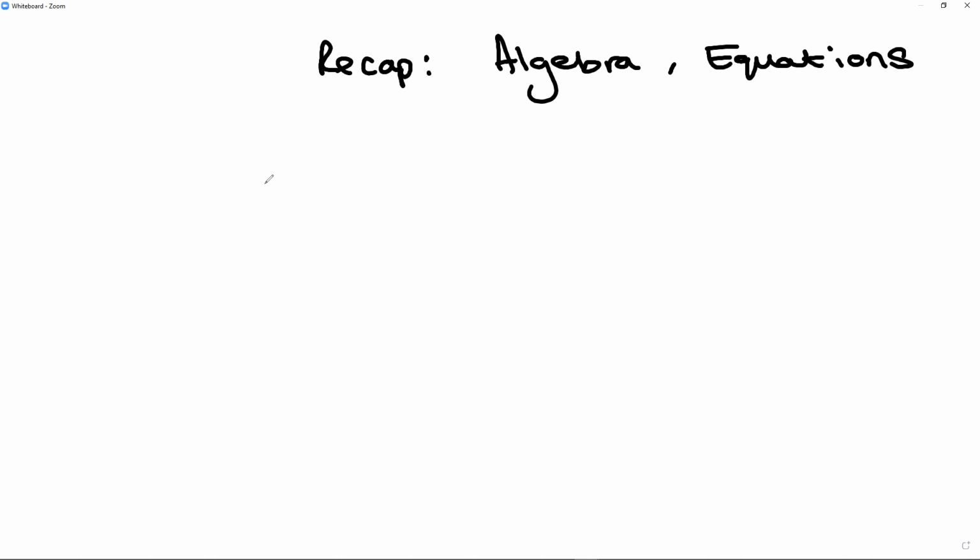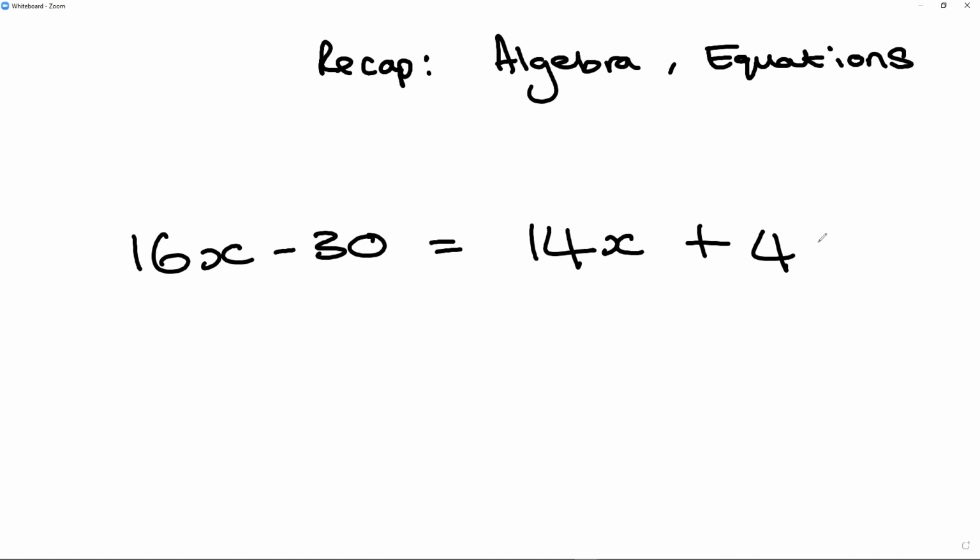All right, I've got 16x minus 30 equals 14x plus 40. Can you find or solve for x? Solve for x, meaning find the value of x using your knowledge of equations. Give it a go. Press pause, try it. When you're done, press play. Let's go through it now.